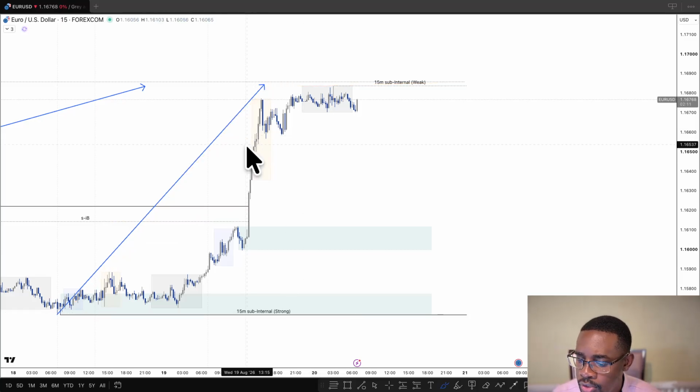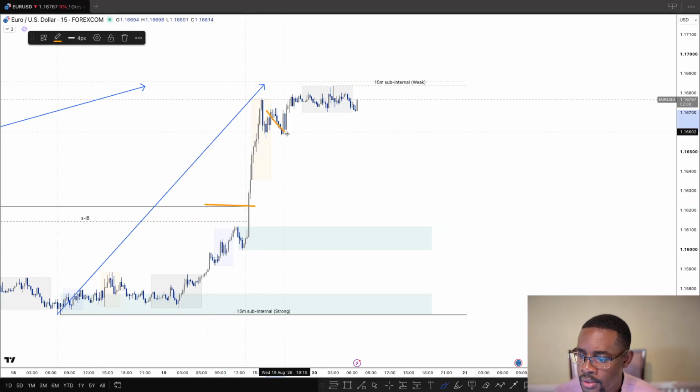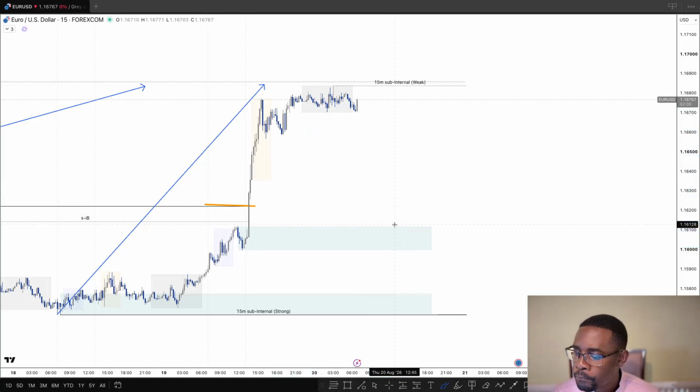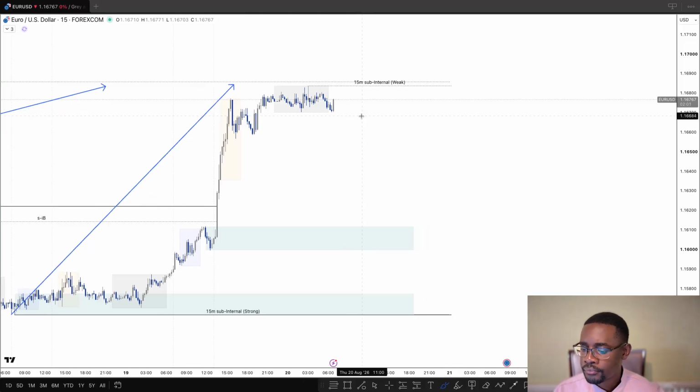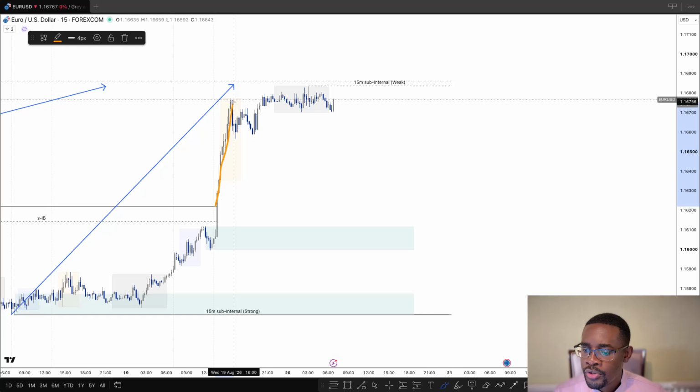After break of structure, we expect some kind of pullback. Now whether that pullback is going to happen immediately or not, we don't know. We can see it broke structure and then continued to extend bullishly, and then now we've had another smaller break of structure continuing to the upside.